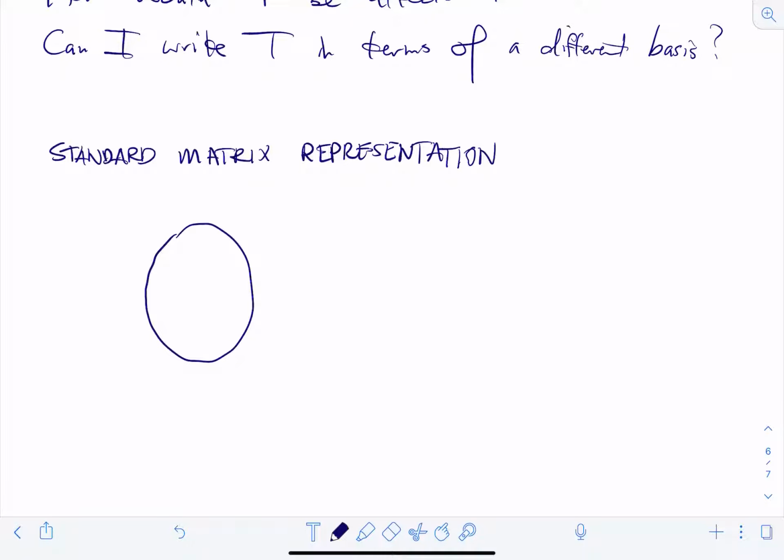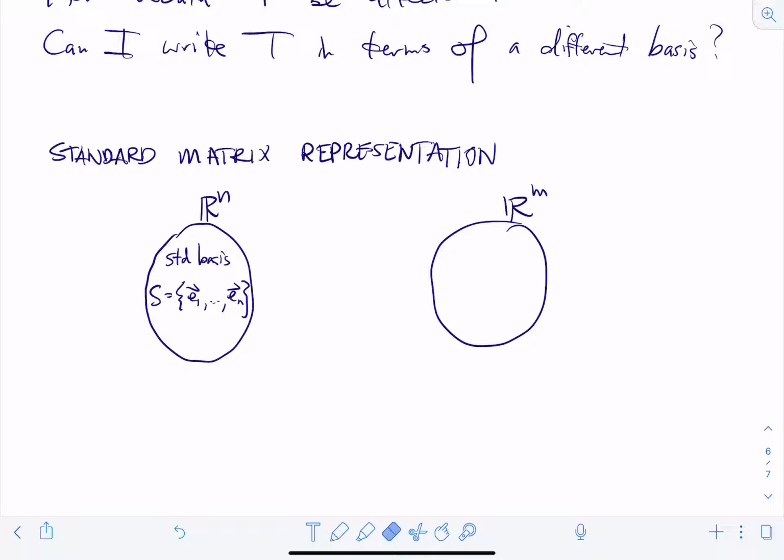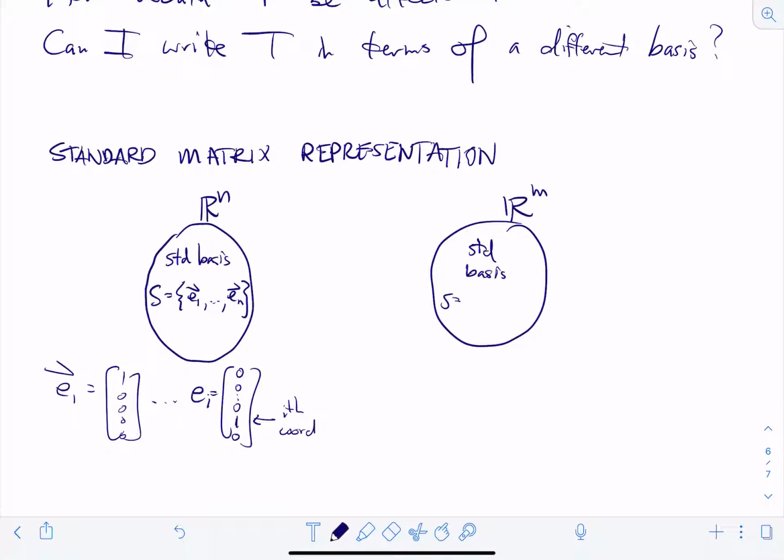Well, if you have your Rn over here, so it's Euclidean space, and then you have Rm over here, and you have the standard basis inside, sometimes they call it S. S is equal to E1 through En, where E1 is like 1 0 0 0 and so on. Ei is 0 everywhere, and for the ith coordinate it is 1. That's what I mean by the Ei. And then over here you have the standard basis S, which in this case is just E1 through Em.